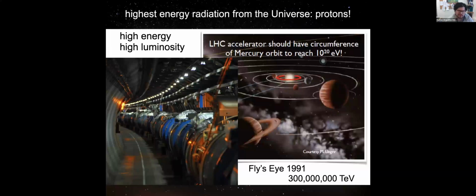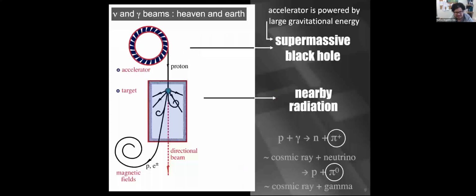If you use conventional technologies, such as the ones that the Large Hadron Collider uses, which has a center of mass energy of 14 TeV, to produce such a high energy cosmic ray, we would need an accelerator with the orbit or circumference of Mercury. So this is a very, very energetic particle.